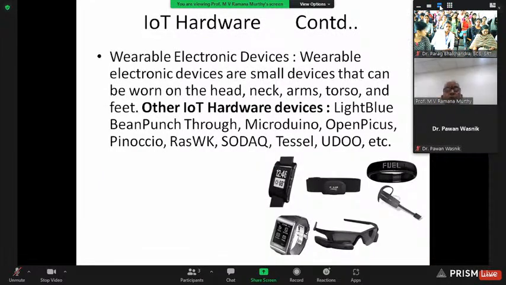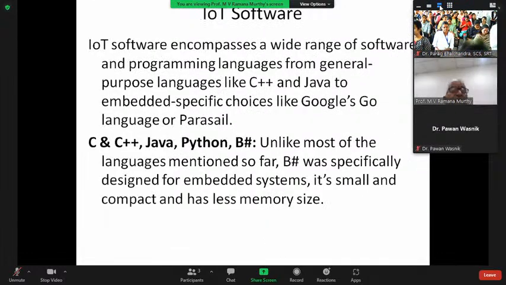Now we look at IoT hardware like wearable gadgets, electronic devices, small devices that you can wear on the head or neck, arm, torso, and feet. Hardware devices include LightBlue Bean, Pitch, and others, and these things are there. See, look here, clock devices.